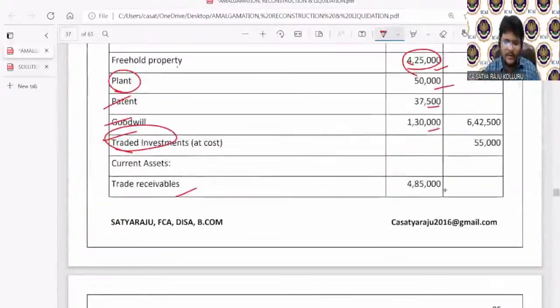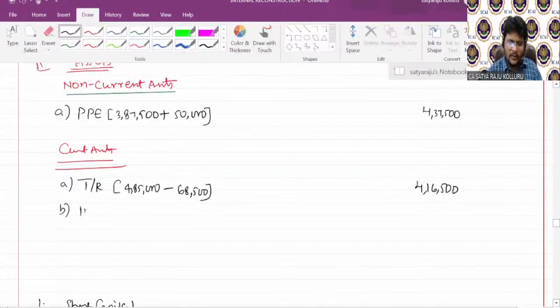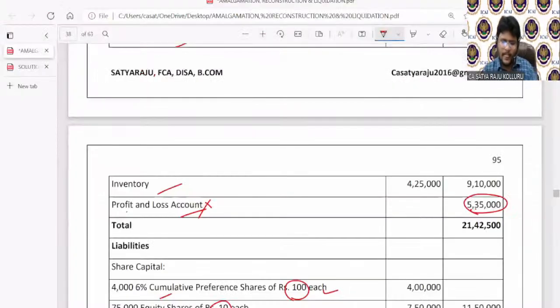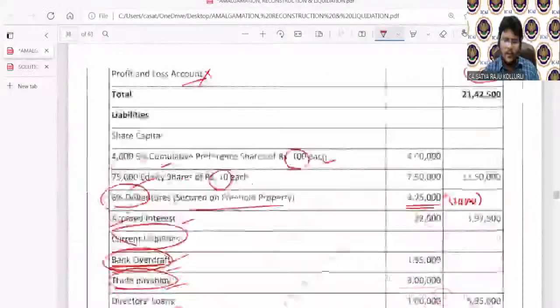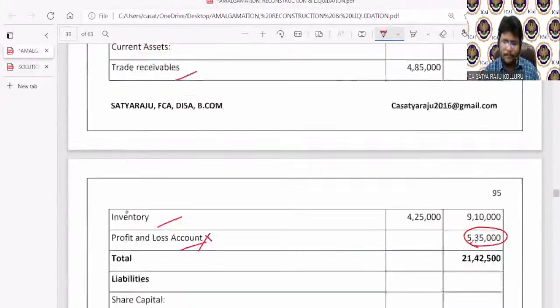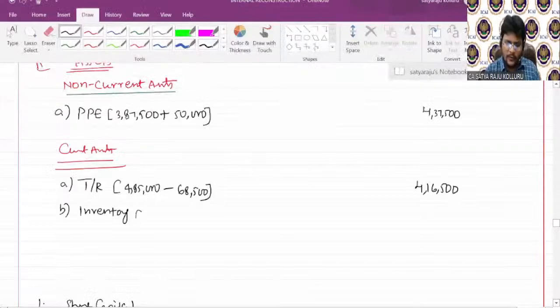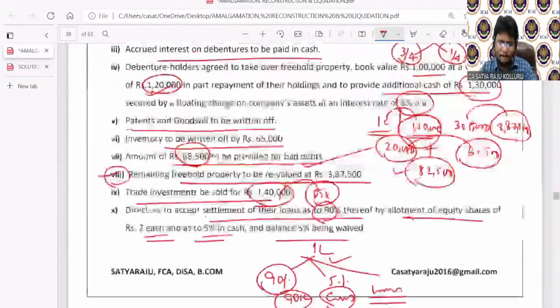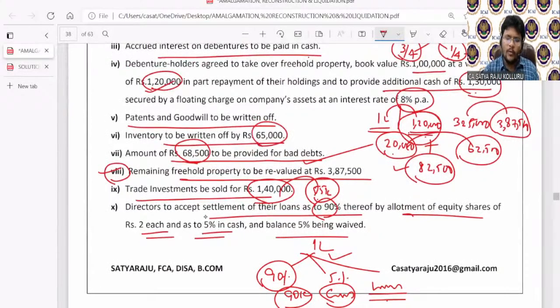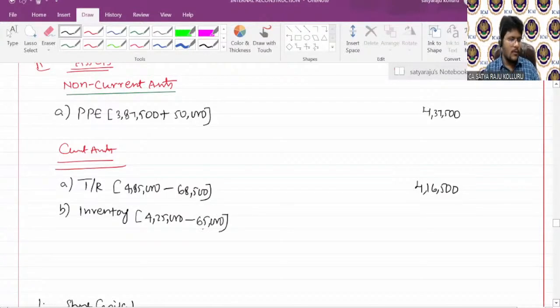Apart from that, what other current assets exist? Inventory is there. Adjustment is there. Now it is clearly given that inventory is to be written off by 65,000. Sir, in books, how much is it? 4,25,000, right? Out of such 4,25,000, how much is written off? The written off amount is 65,000. So 4,25,000 minus 65,000 is equal to 3,60,000.